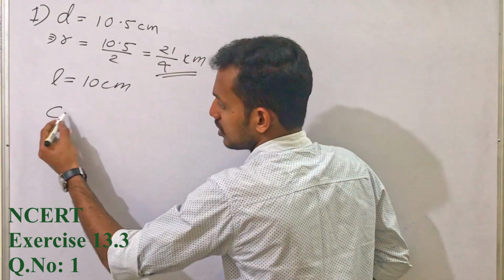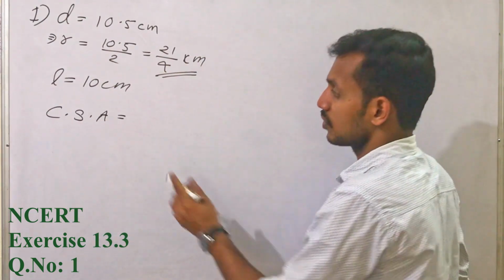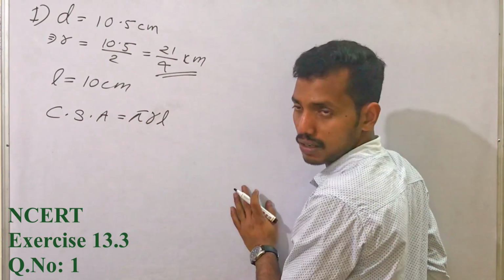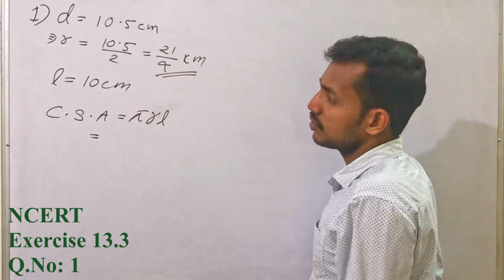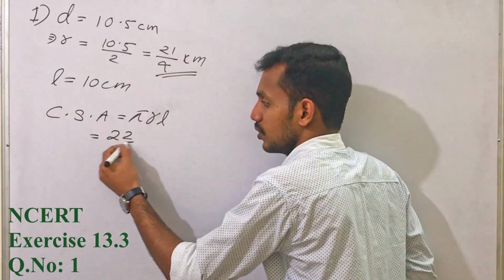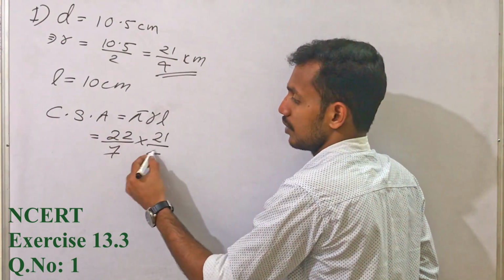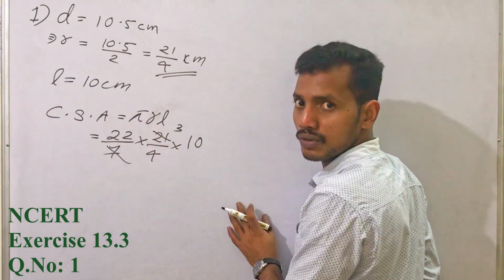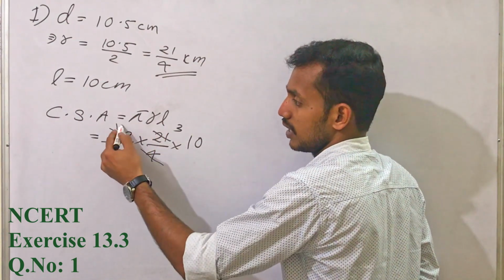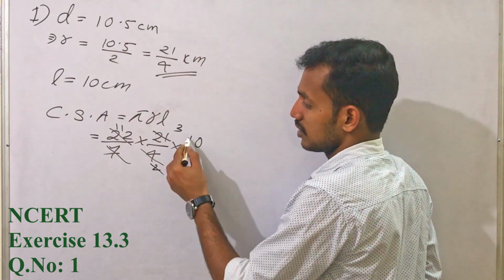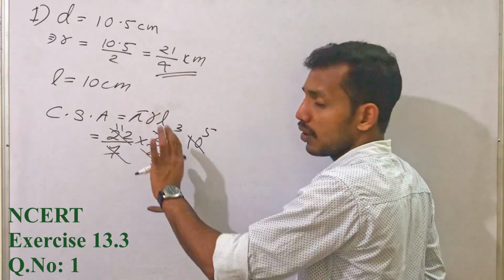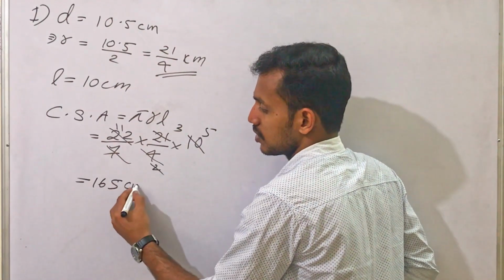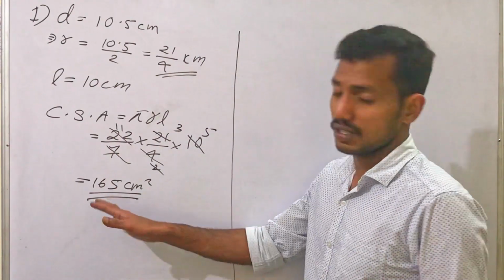What is the question actually? Curved surface area. Curved surface area is equal to pi r l. What is the value of pi we can substitute? In the question, the pi value is not given, so we can put pi equal to 22 by 7, into the radius 21 by 4, into l, which is 10. Cancel 3. Here, 4 we can cancel with 22, giving 11. Again 2 will be there, that 2 we can cancel with 5, 10. So we will get 5. Now, 11 into 3 is 33, 33 into 5 is 165 centimeter square. This is the curved surface area of the given circular cone.